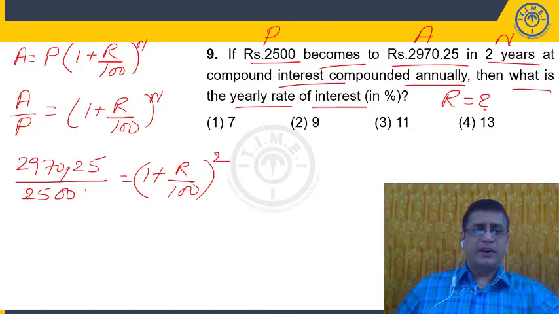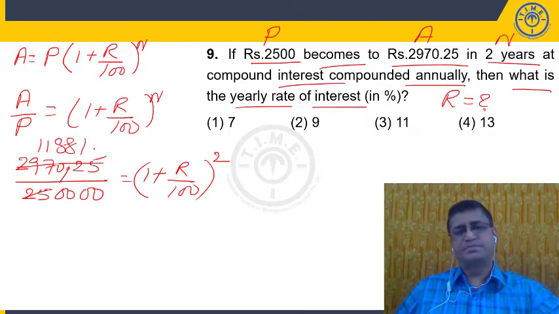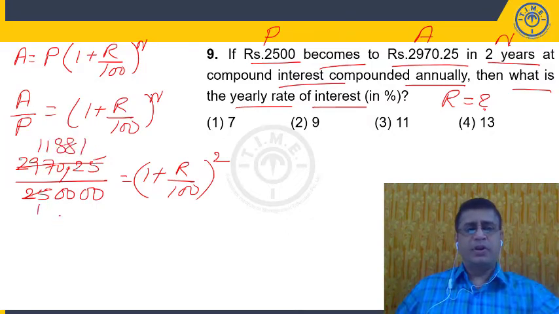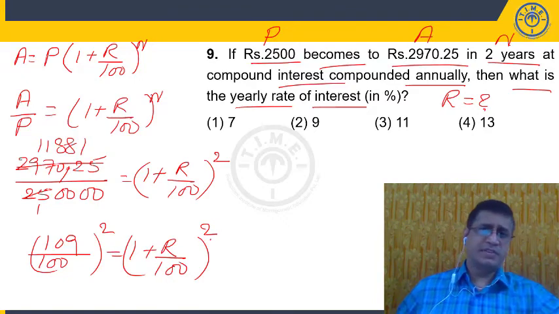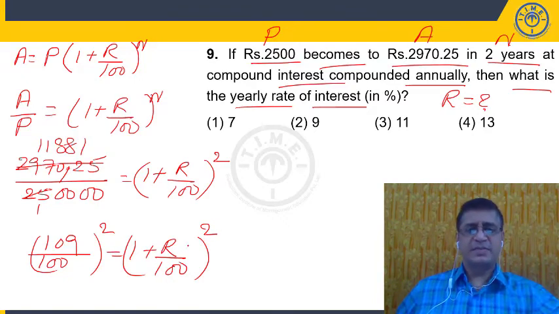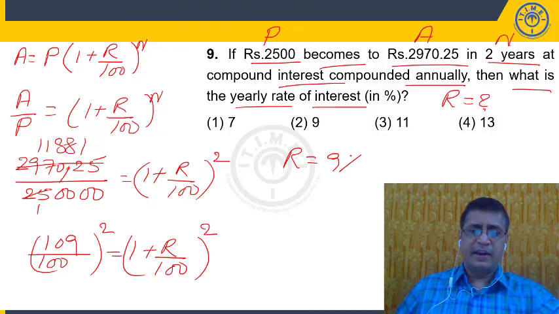Remove the decimal, add 2 zeros to the denominator. Now if you observe this carefully, what is the cancellation? 25 goes directly into it, 1188 one time. In the denominator we have 10,000, which means 100 square, whereas in the numerator 1188 is 109 square, which is equal to (1 plus r by 100) whole power 2. Powers are the same. Simplify this. So what is the result? On solving, you will get the r value as 9%.